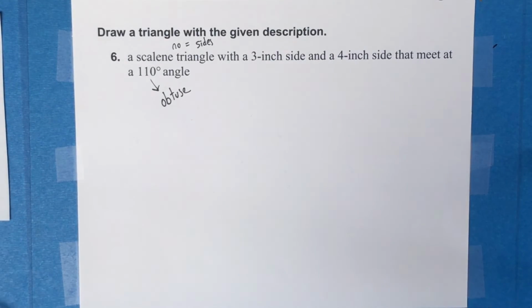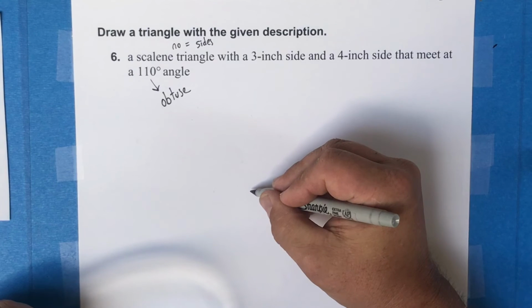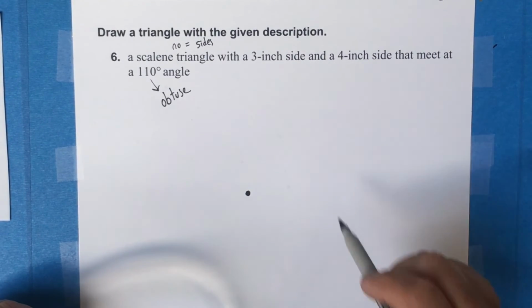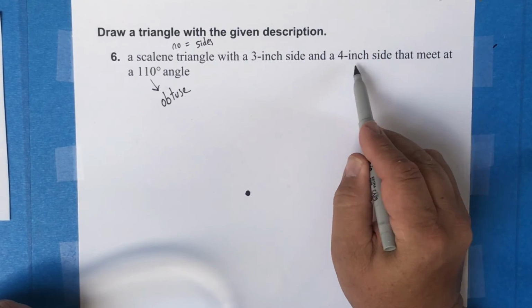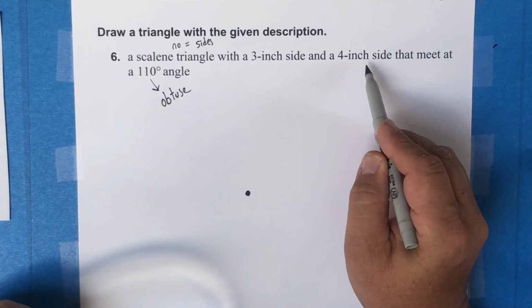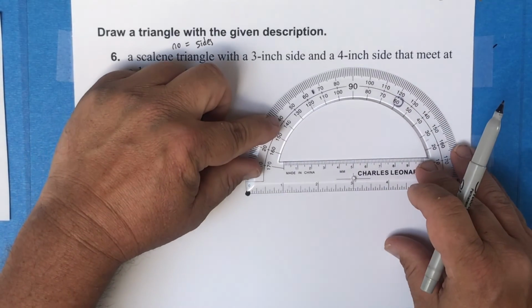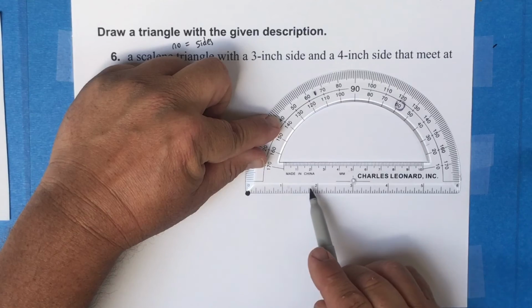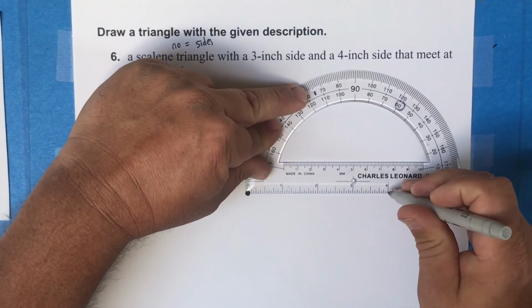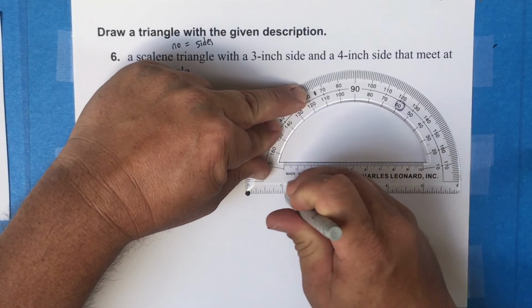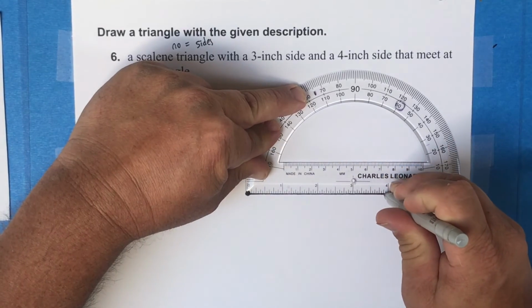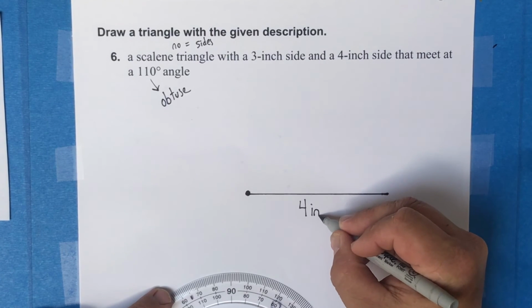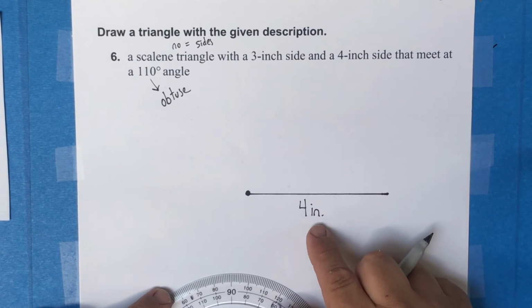All right, so I think we can do this. So let's start with our vertex. There's my vertex, and I'm going to start with a 4-inch. I like the longer line as my base. So I'm going to use the bottom of my ruler, and as you can see here, 1 inch, 2 inch, 3 inch, 4 inch. So there's my 4-inch base. And I think it's a great habit to label that right away. So there's my 4-inch base.